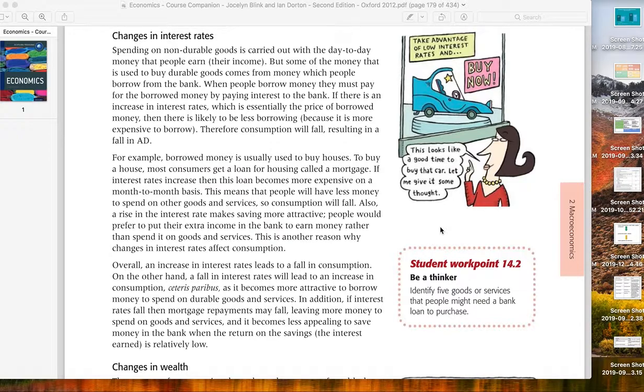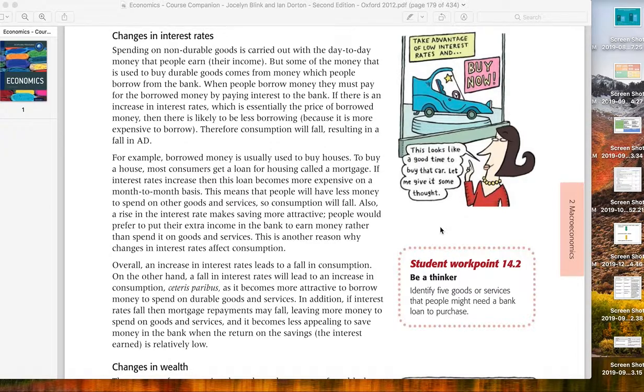So when you increase the interest rates, what essentially is happening is you're increasing the price of borrowed money. So the consumption is going to fall. It's more expensive now to borrow that money, so you're not going to take that loan out to buy that durable good, that car. Borrowed money is usually used to buy things like houses. A lot of consumers get a loan for houses, and that's got a different name. A loan specific to a house is called a mortgage.